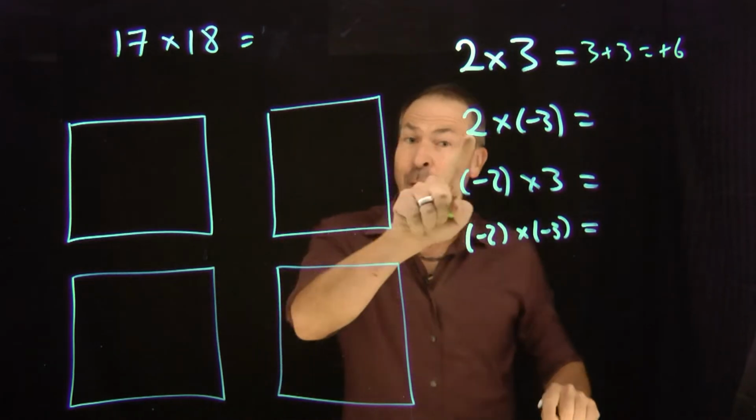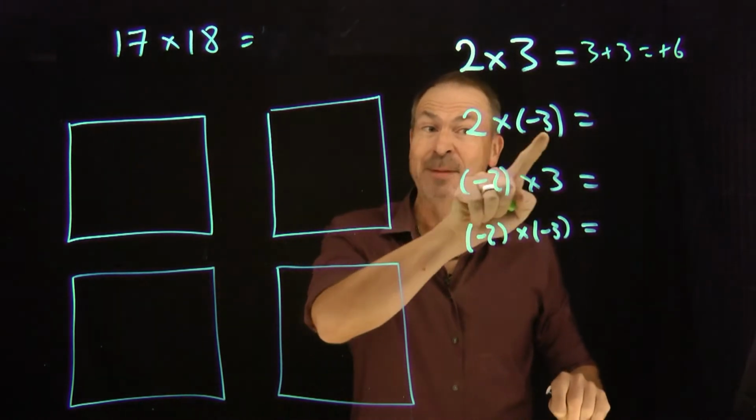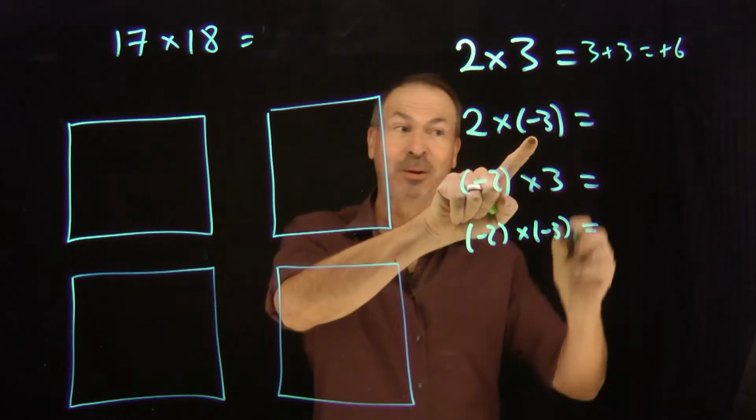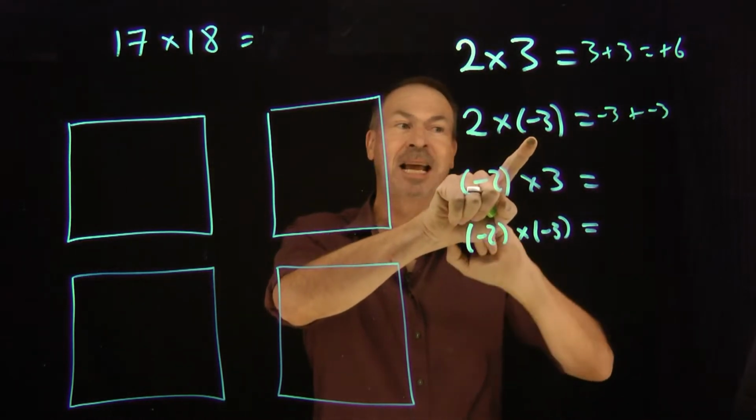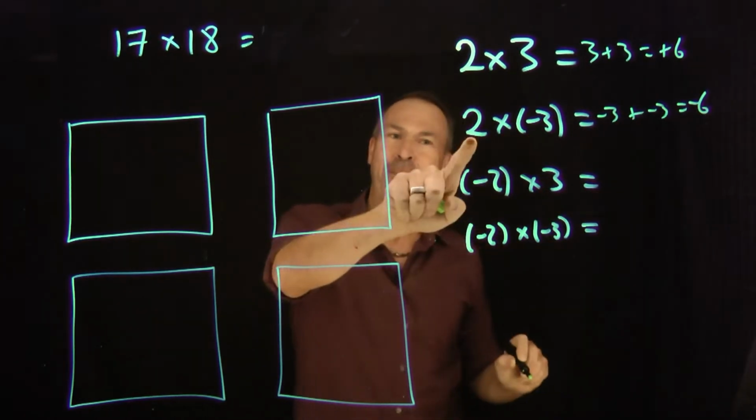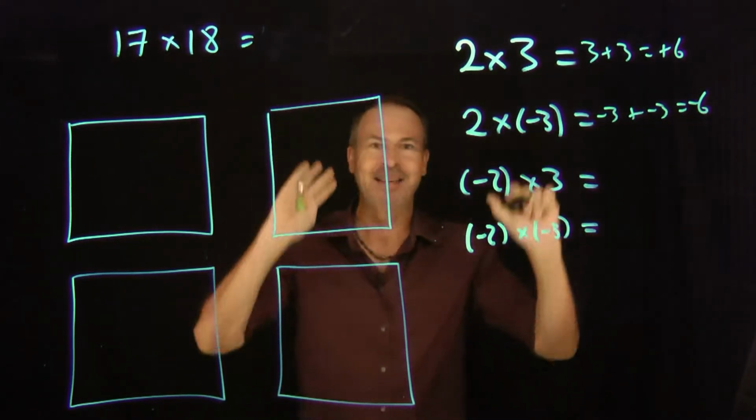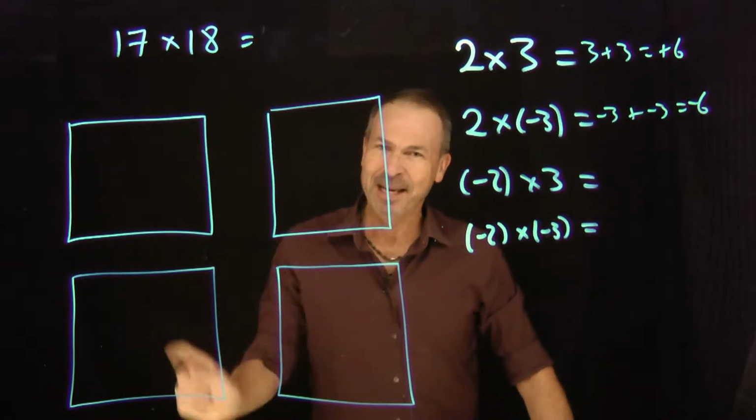Good. I think we're okay with 2 times negative 3, a positive times a negative as well. 2 groups of negative 3 makes sense to me. A negative 3 and a second negative 3 makes negative 6. A positive times a negative gives a negative. I can see that. Makes good sense. Then things start to get quirky.